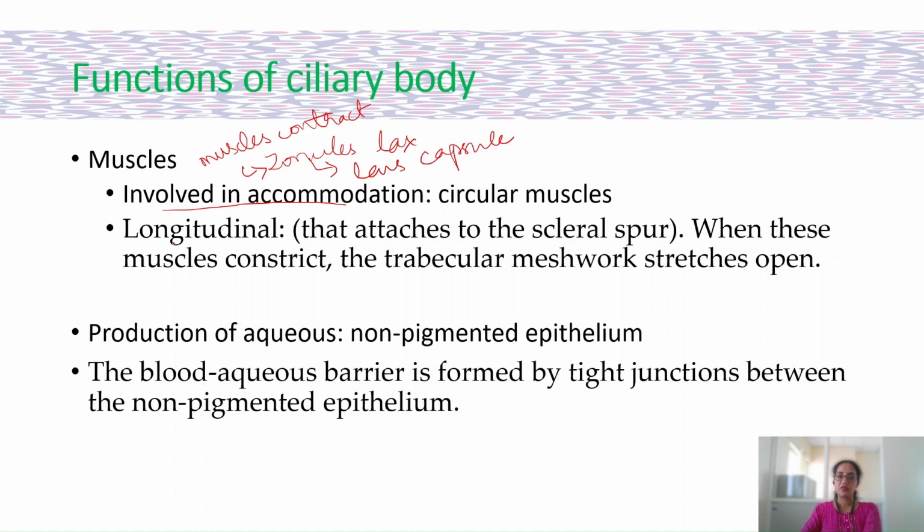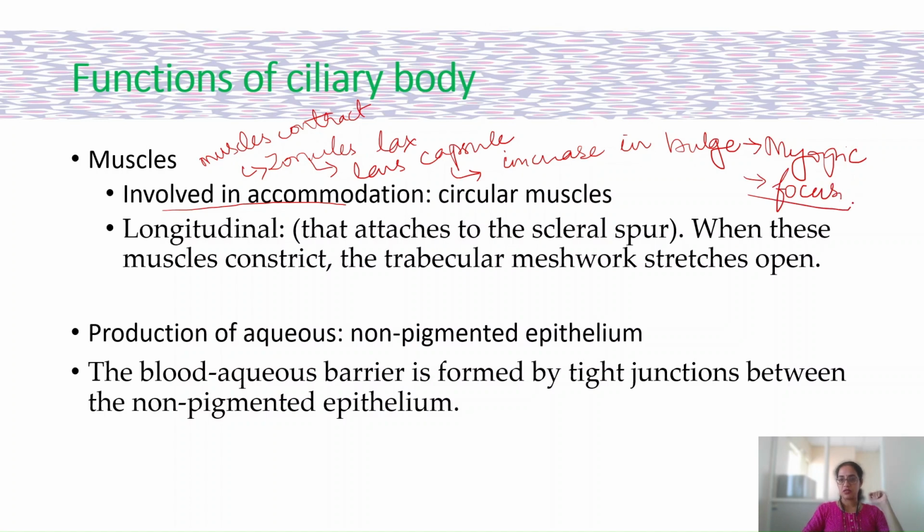Okay. Next we have, when the lens capsule becomes lax, there is an increase in the bulge of the anterior lens surface, leading to a myopic shift in the refraction, leading to focusing of near objects. Okay, so this is the mechanism of accommodation.